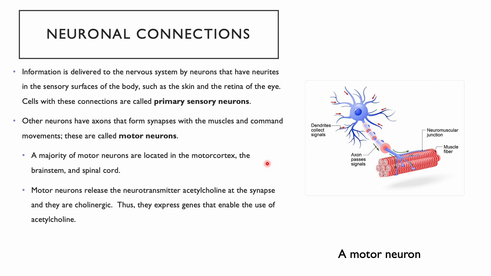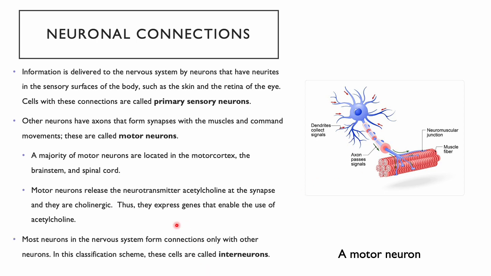But essentially what I want you to take away from this slide is that primary sensory neurons are the neurons that take in sensation from the body. Maybe if you accidentally step on something sharp, primary sensory neurons are going to send that information up to the brain via the dorsal root, and then the ventral root in the spinal cord will induce motor movement via motor neurons. So most neurons in the nervous system form connections with other neurons. In this scheme, they're called interneurons.